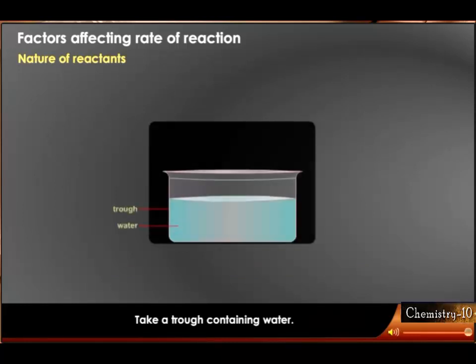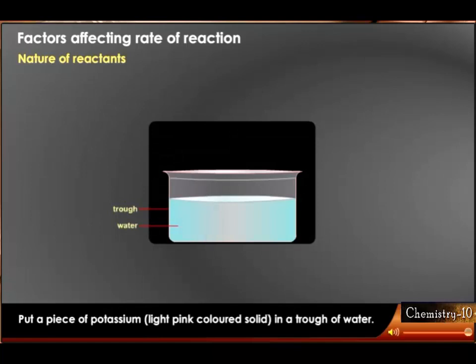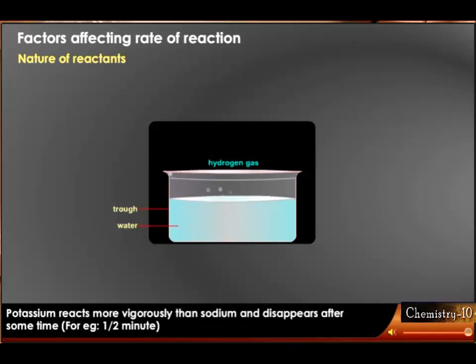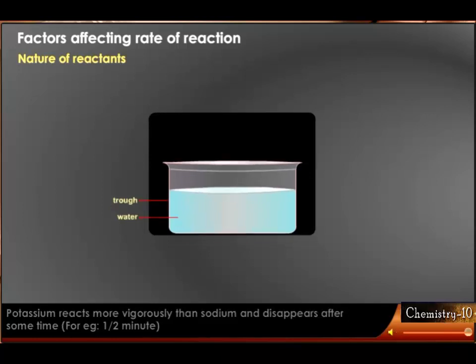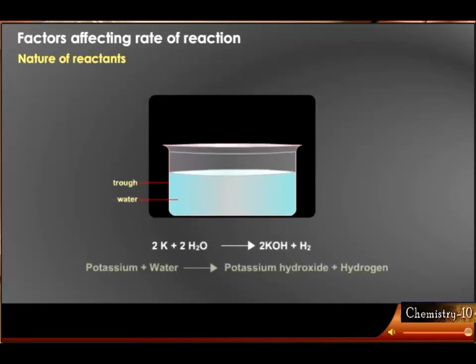Take a trough containing water. Put a piece of potassium, light pink colored solid, in a trough of water. Potassium reacts more vigorously than sodium and disappears after some time, for example, half a minute. 2K potassium plus 2H2O water gives 2KOH potassium hydroxide plus H2 hydrogen.